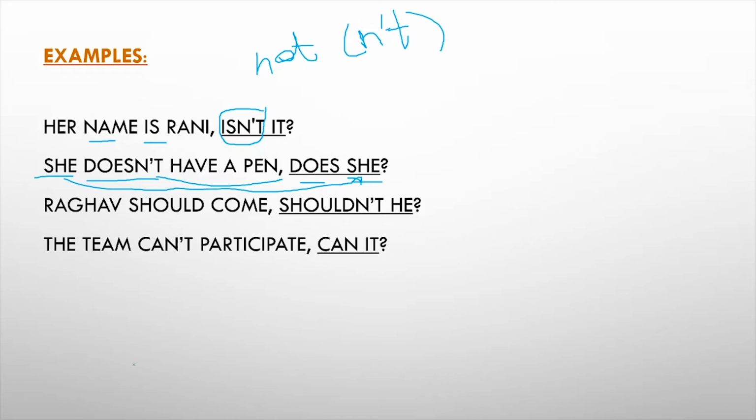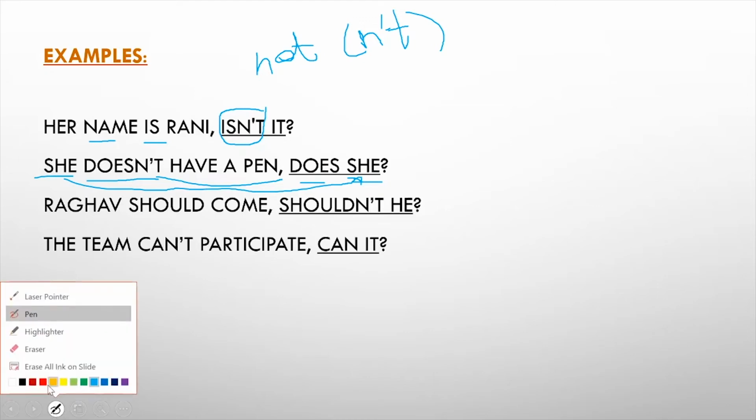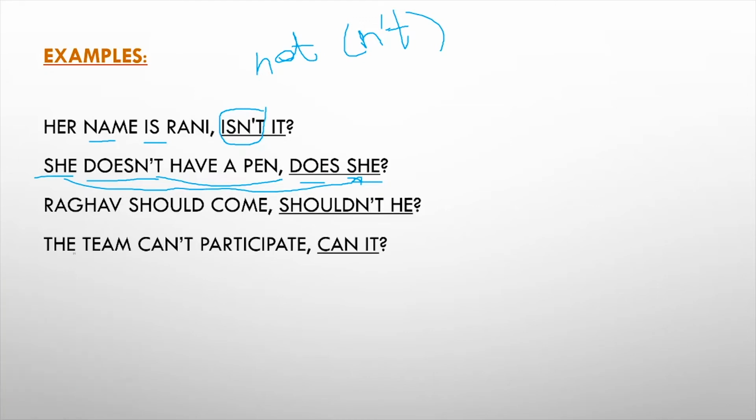Okay? Now, let's look at the next one. The next one says Raghav should come. Raghav is our subject, should is our helping verb. The moment you see Raghav should come is positive, the tag goes negative, and instead of Raghav, I cannot say shouldn't Raghav. For Raghav the pronoun is he, so I will say shouldn't he. Okay, this is the accurate way.